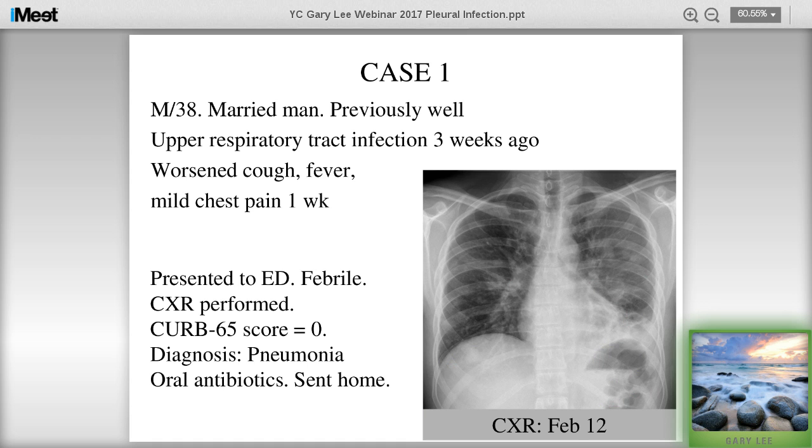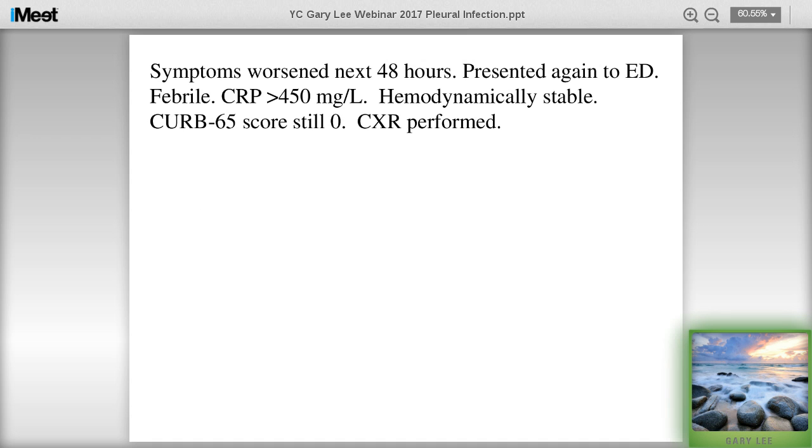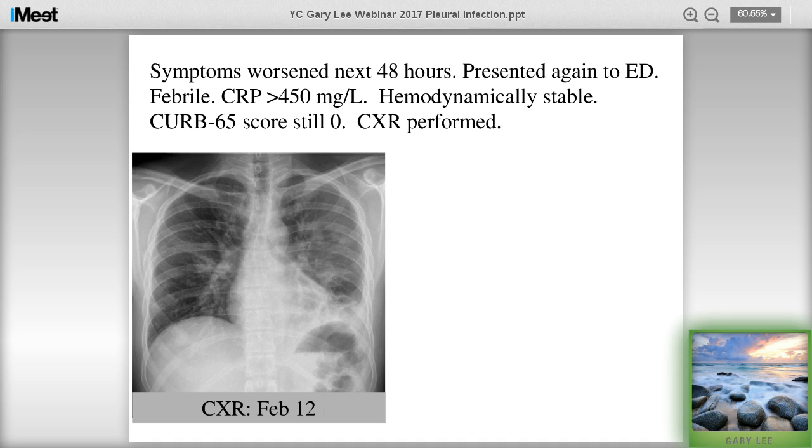He was diagnosed to have pneumonia, sent home on oral antibiotics. But he didn't get any better. In fact, he got a lot worse over the next 48 hours. He presented again to the emergency department. He was febrile. His C-reactive protein was more than 450. Normal is less than 10 in our laboratory. He was hemodynamically stable, so by CURB-65 definition, he still scores 0.